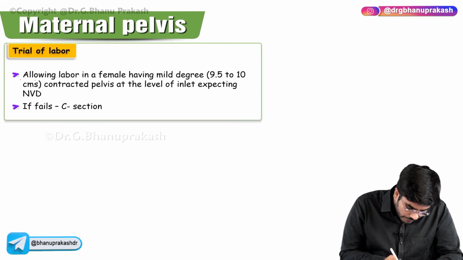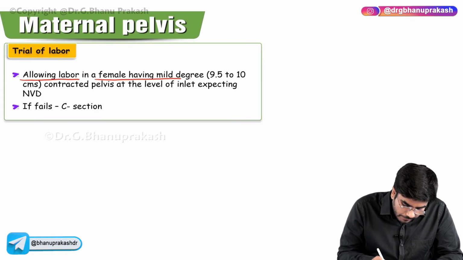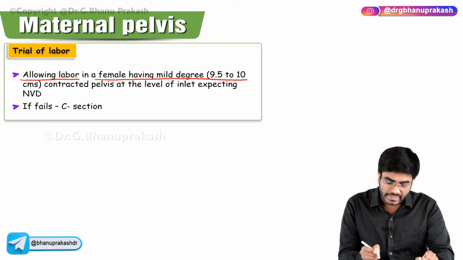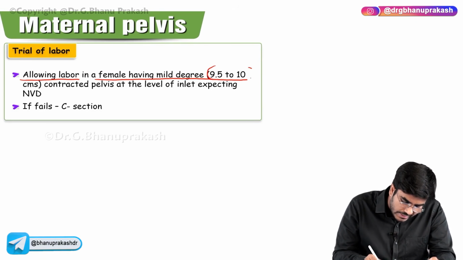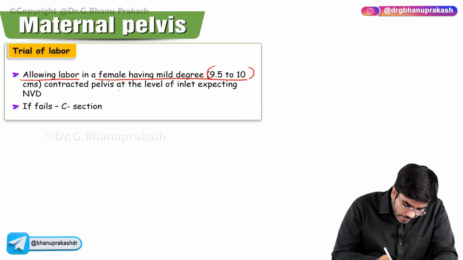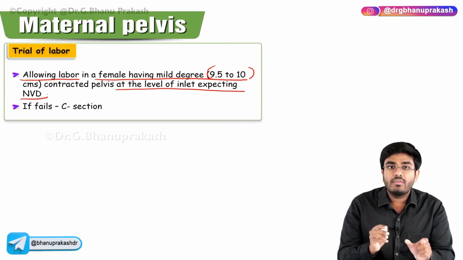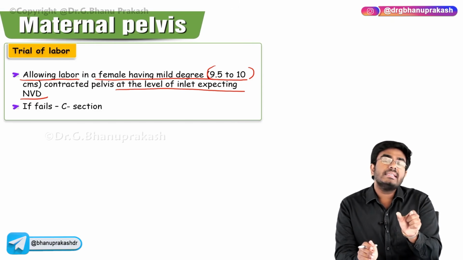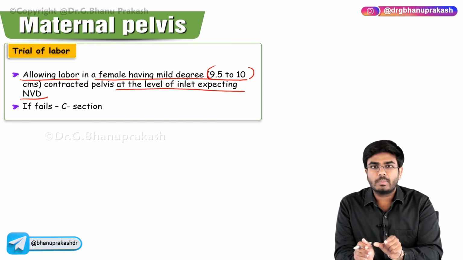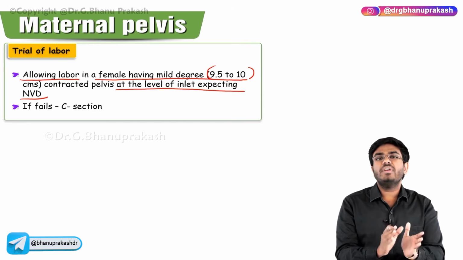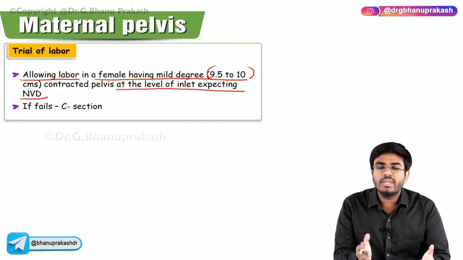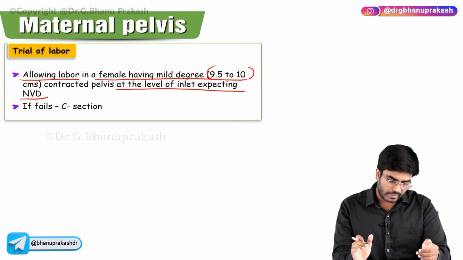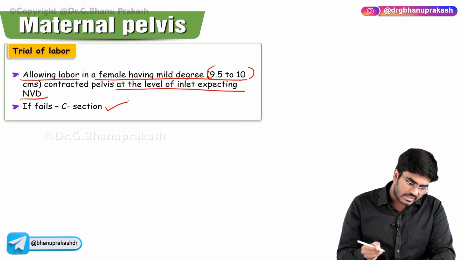Guys, it means allowing labor in a female having milder degree contracted pelvis. What do I mean by milder degree contracted pelvis? That is between 9 to 10 centimeters, at the level of inlet. So at the level of inlet, if the obstetric conjugate is between 9.5 to 10 centimeters, you can try normal vaginal delivery. If it fails, you can go with the C-section. You can try a trial of labor in milder degree contracted pelvis, and if it fails, you can do the C-section.